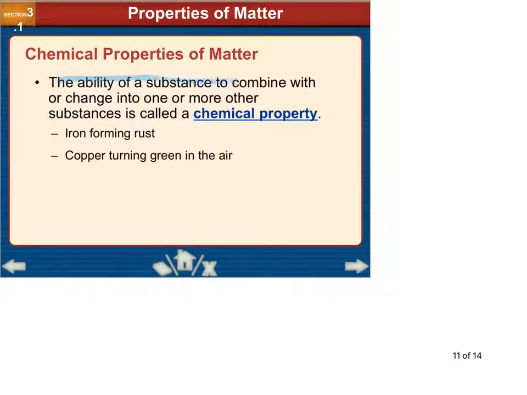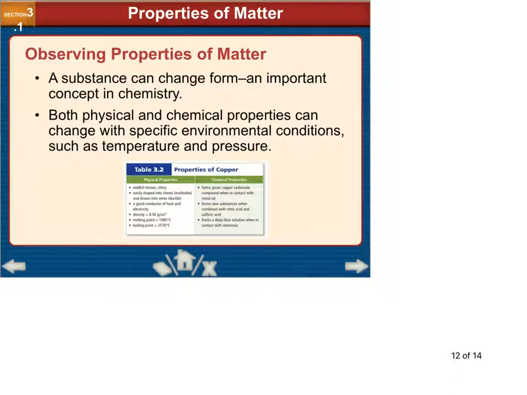The ability of a substance to combine or change into one or more other substances is called chemical properties. Rusting, a chemical property. Turning green, corrosion, chemical property. A substance can change form. An important concept in chemistry.